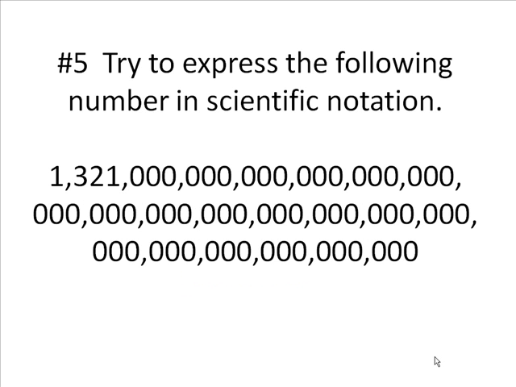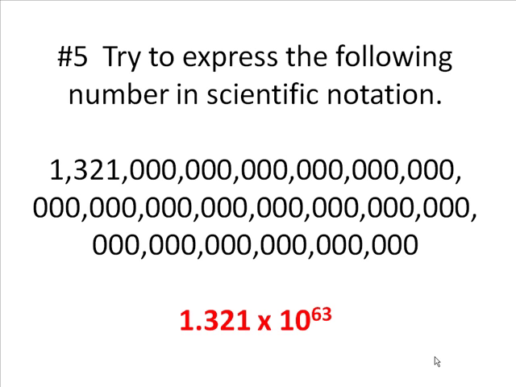Try to express the following number in Scientific Notation. It's starting to get a little ridiculous. Pause. Count the number of zeros or places after the decimal point. The number that you should have gotten was 1.321 times 10 to the 63rd, or 1.3 times 10 to the 63rd.